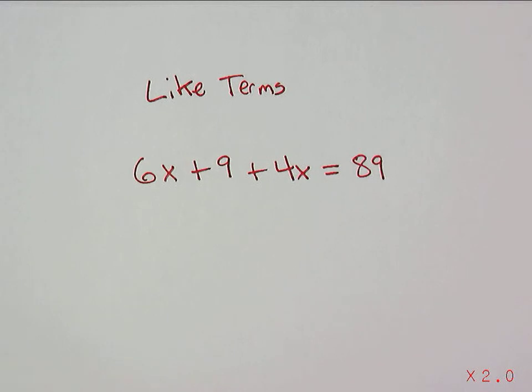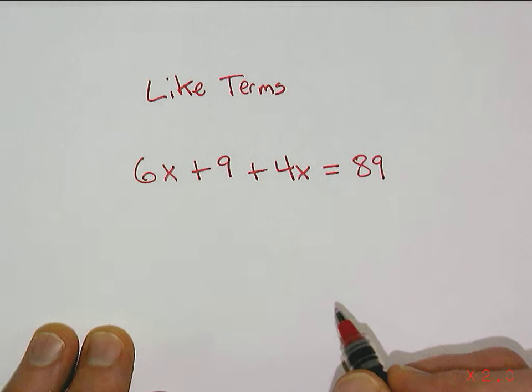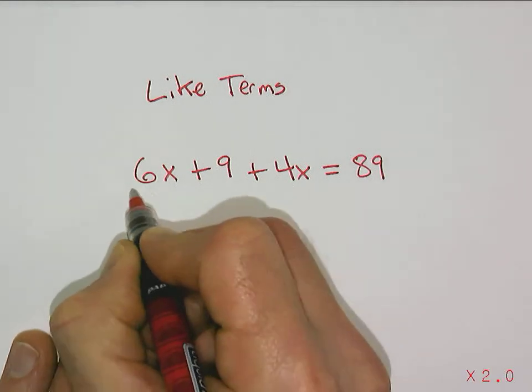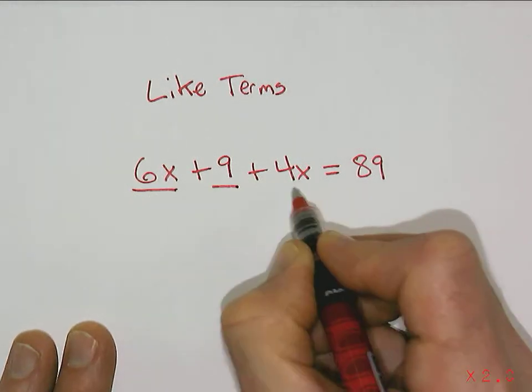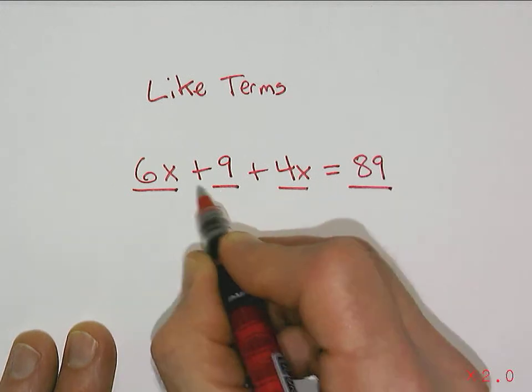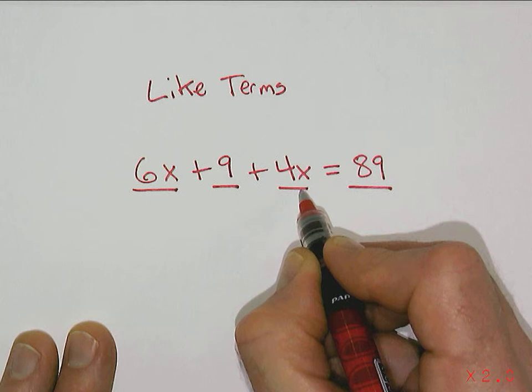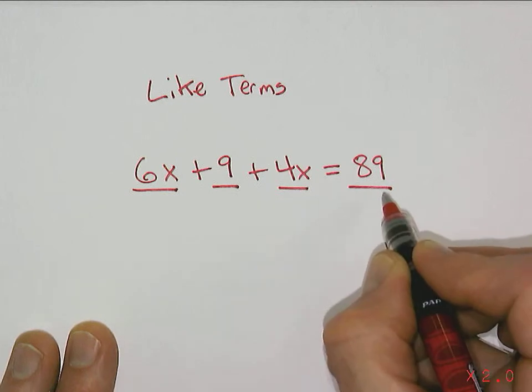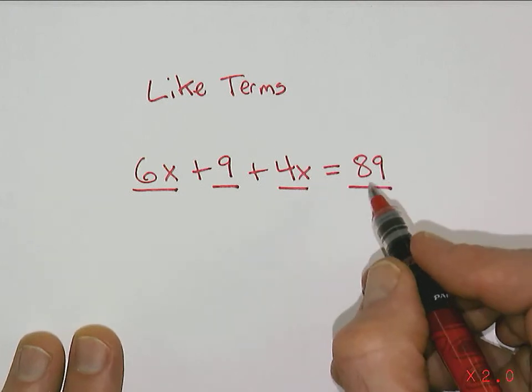In this lesson, we're going to look at equations that have like terms in them and what to do when you have more than one of the same kind of term in a problem. So in this particular problem, we've got to think of each term. So here's a term, here's a term, here's a term. So there are 4 terms. 6x is a term, positive 9, positive 4x, and 89 are all terms.